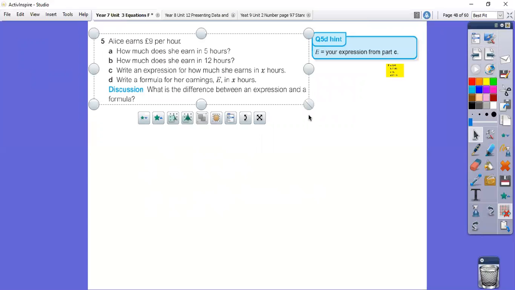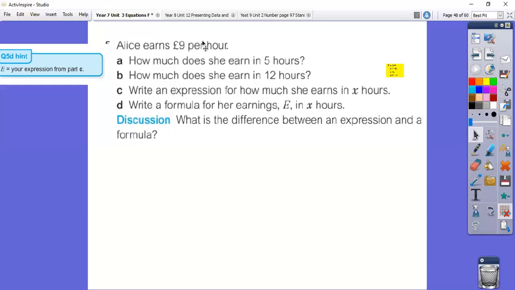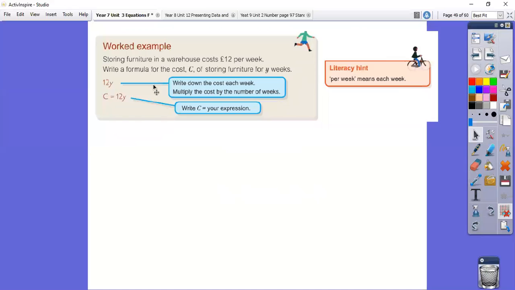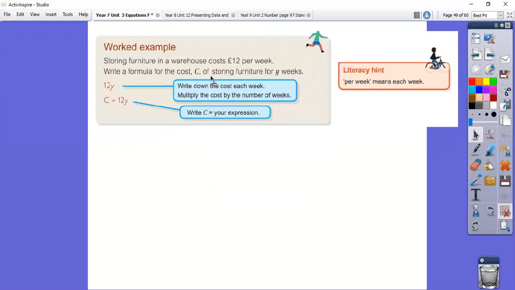Question 5. Similar activity, just look at the hints. So Alison earns £9 per hour. How much does she earn in 5 hours? So again, you need to be able to write these in a formula. Here you have a word example. So again, we will go through this in the live Zoom session.